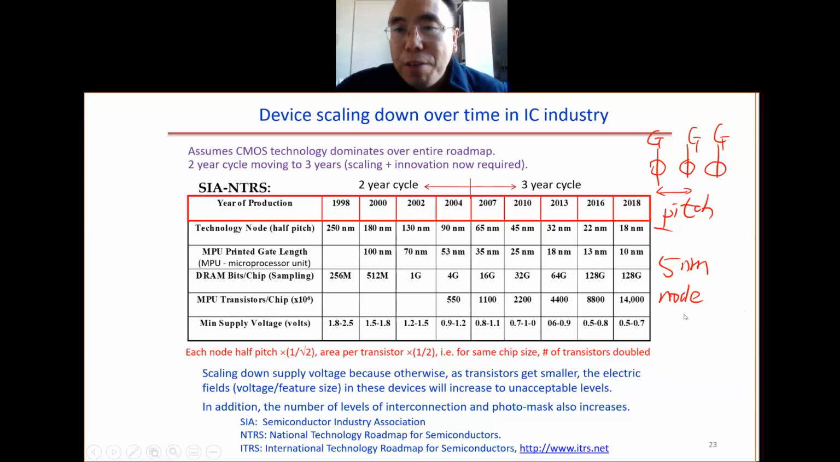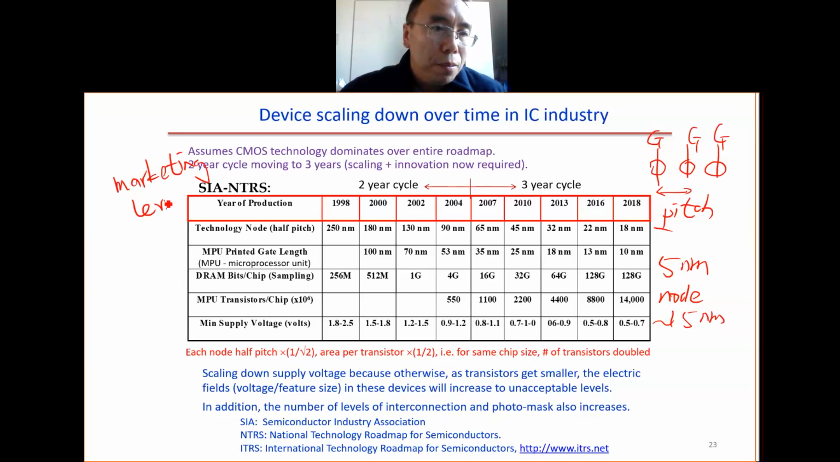So today, for the microprocessor, we have the 5 nanometer node. But actually, the 5 nanometer node does not mean half pitch. For the 5 nanometer node, the half pitch will be something like 15 nanometer. That means the definition of the node is no longer this rigid, because the companies want to make people happy. It becomes like a marketing term. So here it's called technology node, but recently it has become a marketing term.